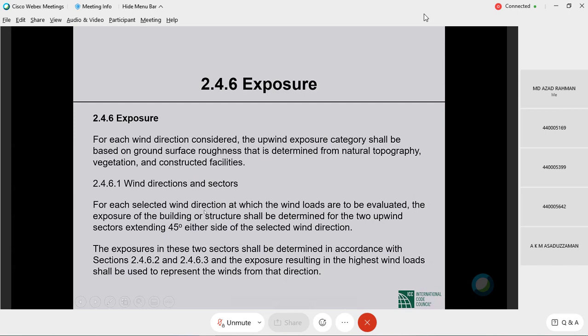So for each selected wind direction at which the wind loads are to be evaluated, the exposure of the building shall be determined for the two upwind sectors extending 45 degrees either side of the selected wind direction. The exposures in these two sectors shall be determined and the exposure resulting in the highest wind loads shall be used to represent the wind from that direction.